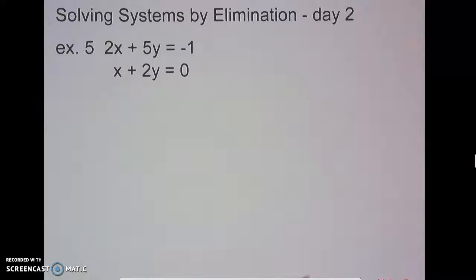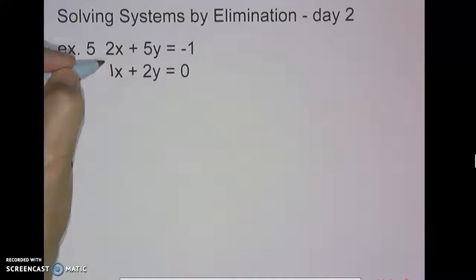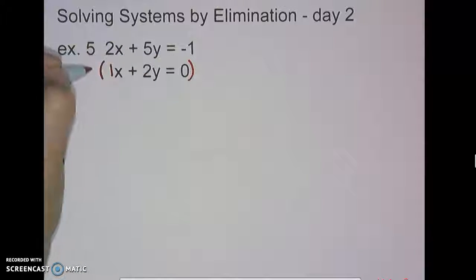So with this, we're looking first, we have 2x plus 5y equals -1 and x plus 2y equals 0. And here the x's don't have the same number and the y's don't have the same number. And it's not easy for us just to multiply by -1 like we did the other day. So here we want to know, can we take this number 1 that's in front of this x and easily get to that 2? And yes, we can. It means that we're going to multiply this bottom equation by 2.